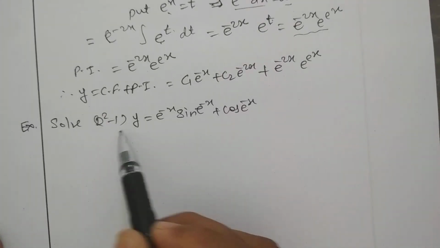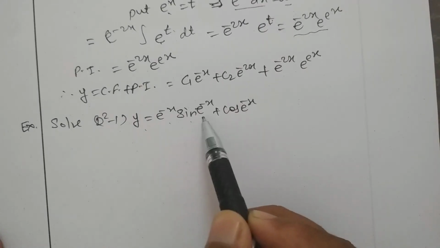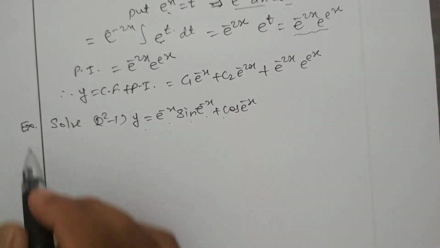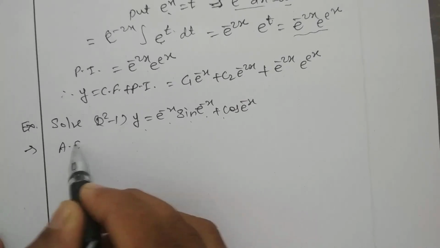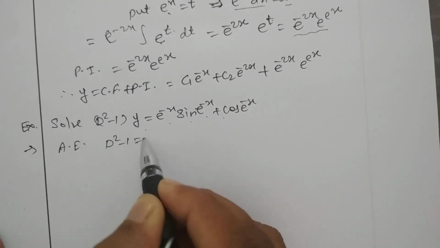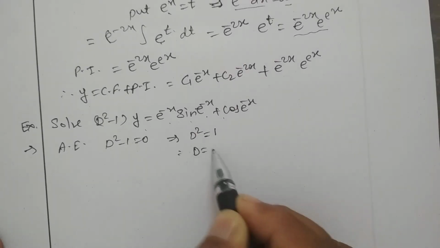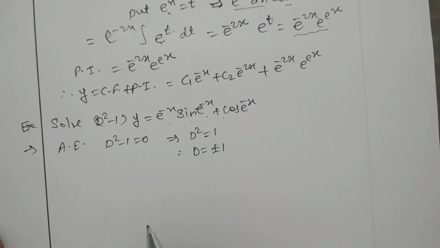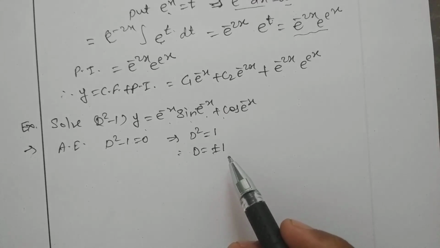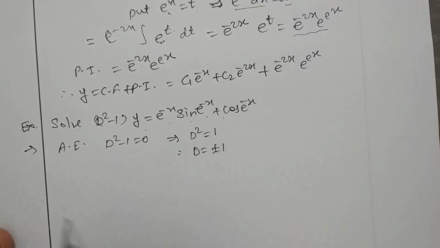Solve (D square minus 1) y equals e raised to minus 6 sin of e raised to minus 6 plus cos of e raised to minus 6. First of all, for CF, the auxiliary equation is D square minus 1 equals 0. This implies D square is equal to 1. Therefore, the value of D is plus minus 1. So there are two roots, plus 1 and minus 1, and both roots are real, non-repeated and distinct.